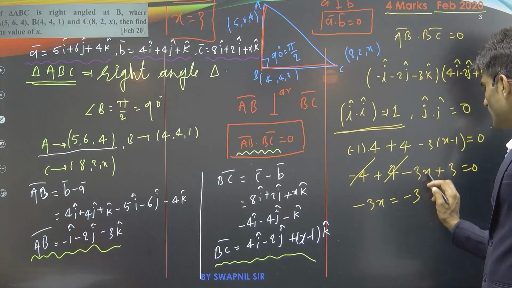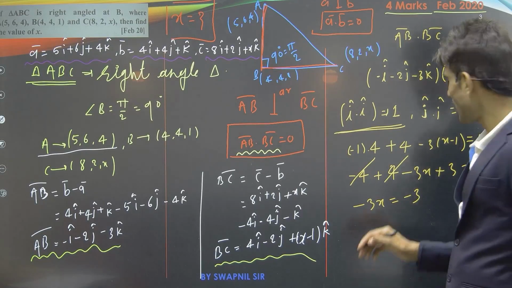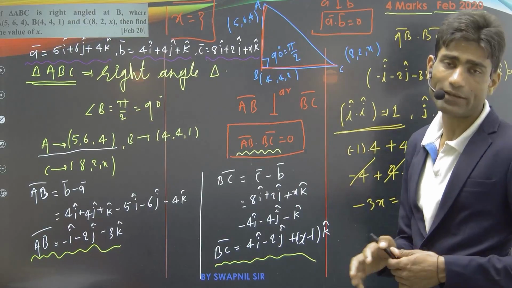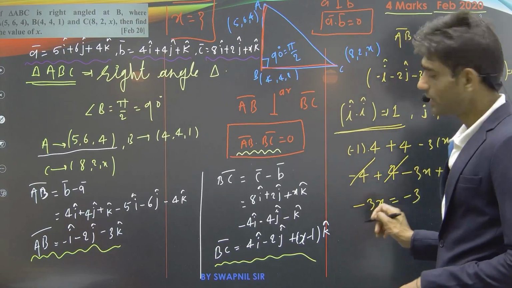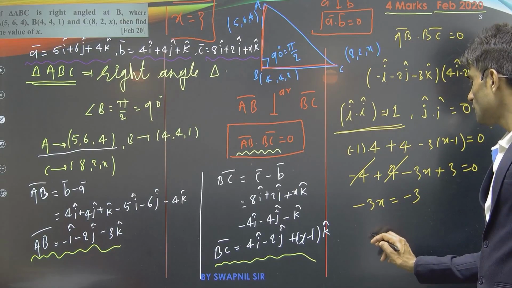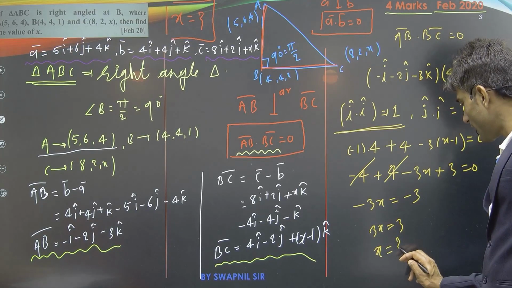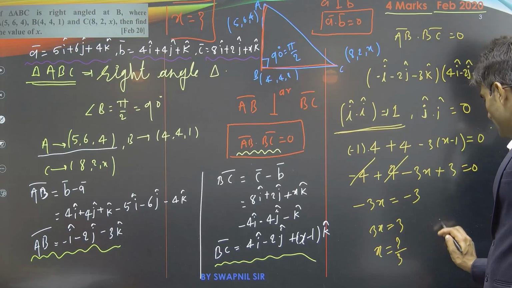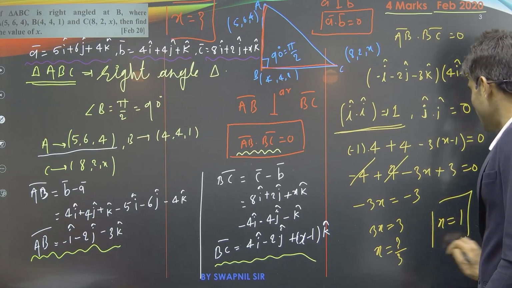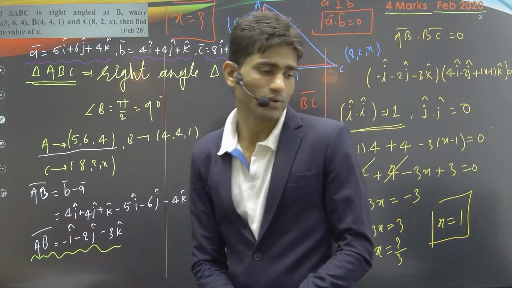I wrote negative 3x as it is, and took the positive 3 to the other side. So I got negative 3x equal to negative 3. So 3x equals 3, and x equals 3 divided by 3. So I got the value for x, which is equal to 1, which is our required answer.